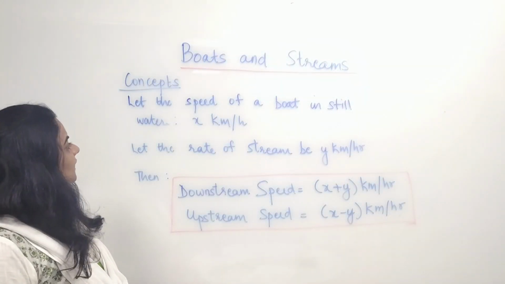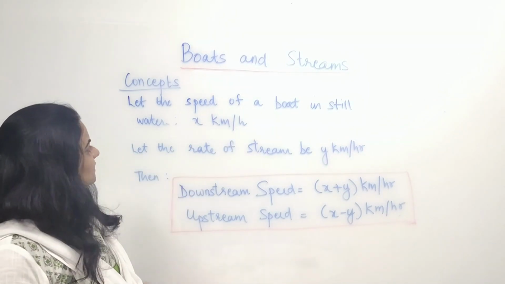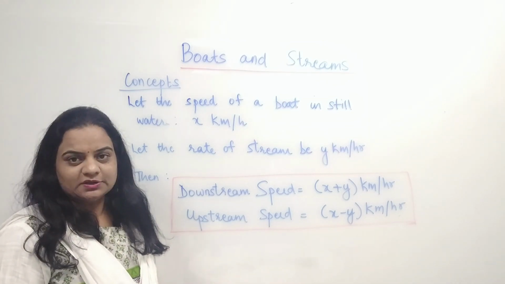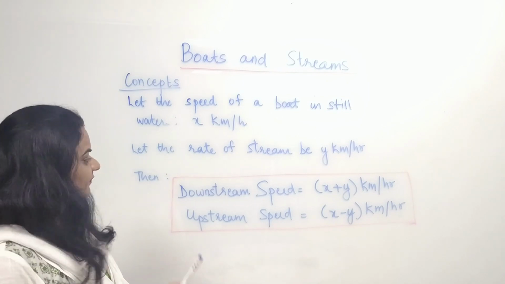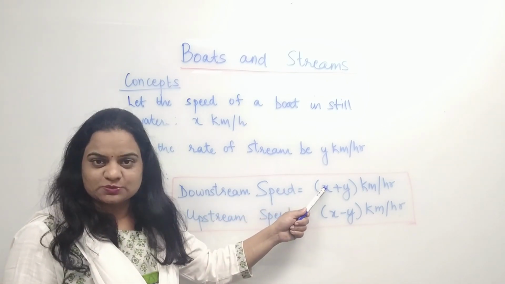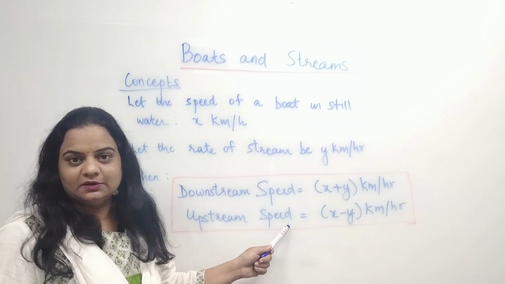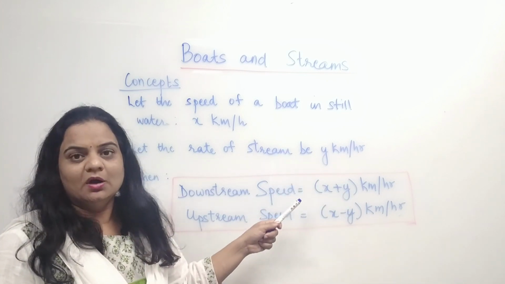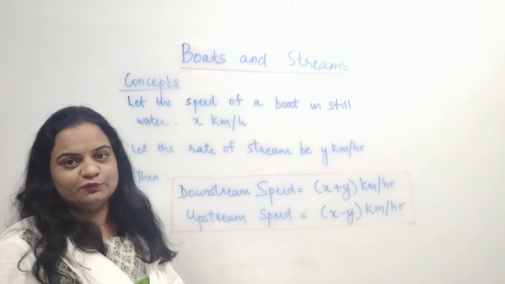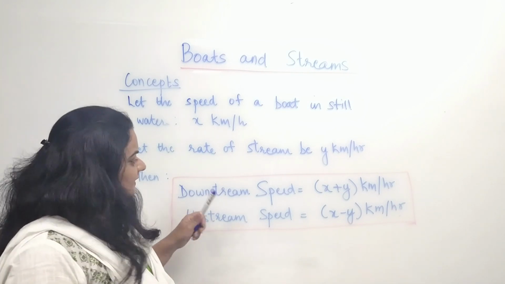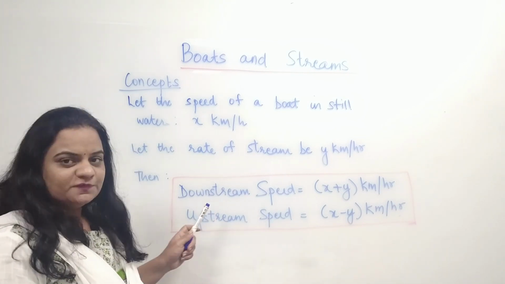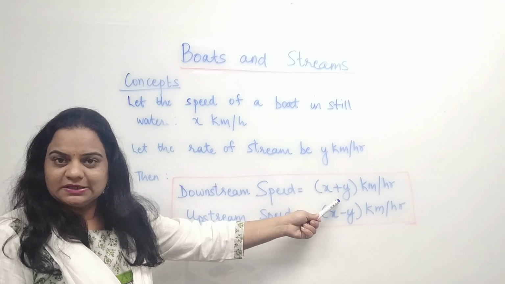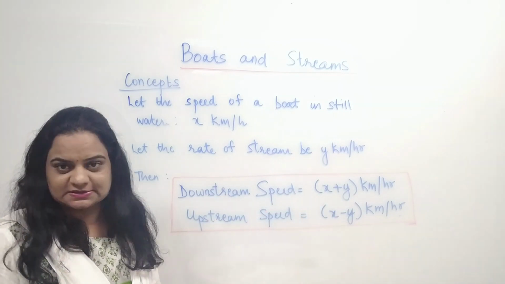Moving further, let the speed of a boat in still water be x km per hour and the rate of stream, that is the rate at which water is flowing, be y km per hour. Then the downstream speed will be x plus y km per hour and the upstream speed will be x minus y km per hour. This concept is very much similar to moving in the direction of gravity and moving against the gravity. It is obvious that when a boat or a man moves along the direction of the flow of water, the speed is more, whereas if the movement is against the flow of water, the speed will be less.